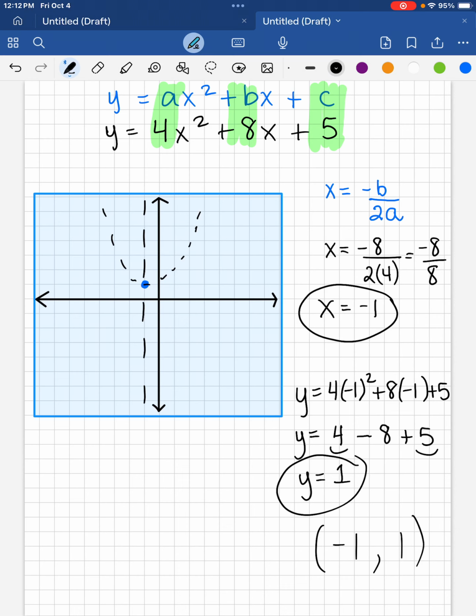If I want to find the exact points, at this point I could make a table. So in my table, I would have x and y.